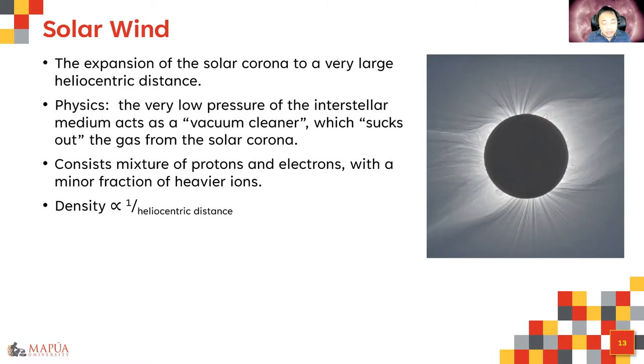Density, by the way, varies inversely with heliocentric distance. So as you go further, the density of the solar wind decreases, because the direction is radial and the material is distributed in a larger volume than before.